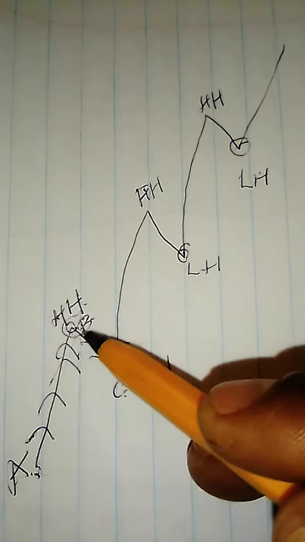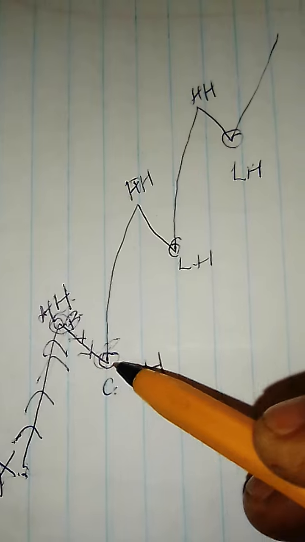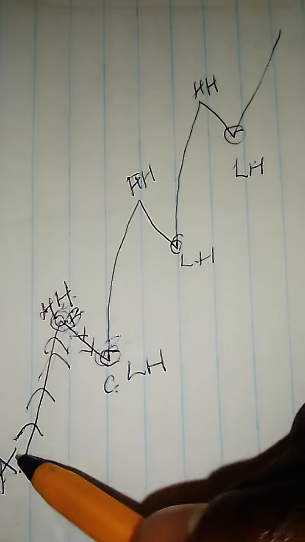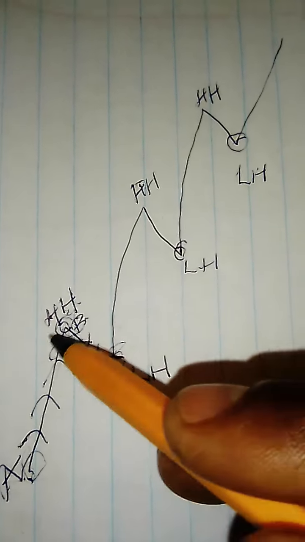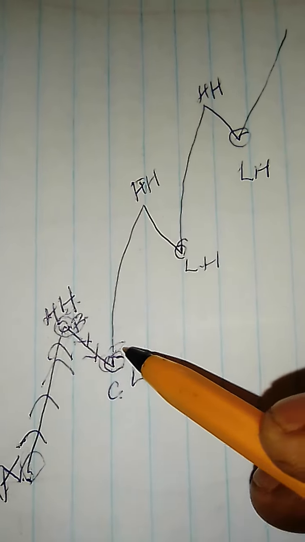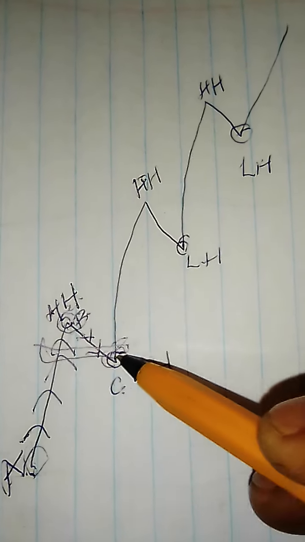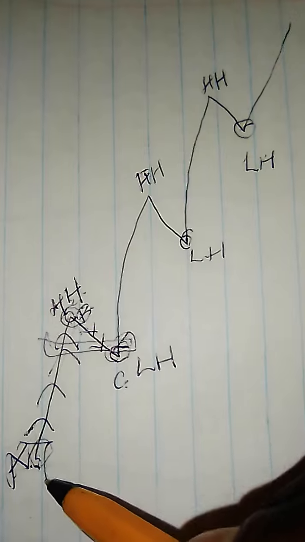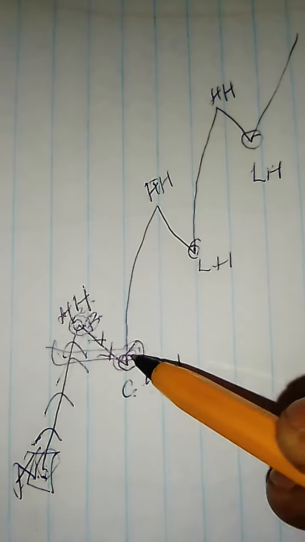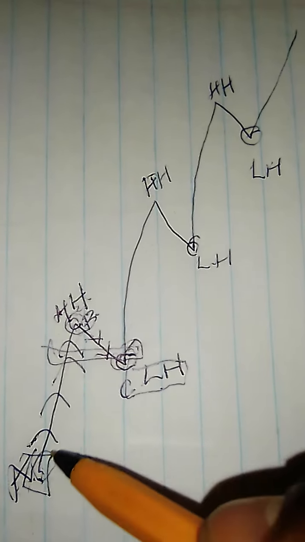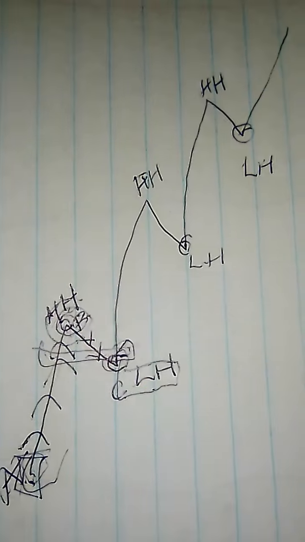So as you can see, this point is higher than this one, and this point is higher than this one. This one we call a higher high because it is above this point and also above this point. This one we call a lower high because it is only above this point, not this one, as you can see there.